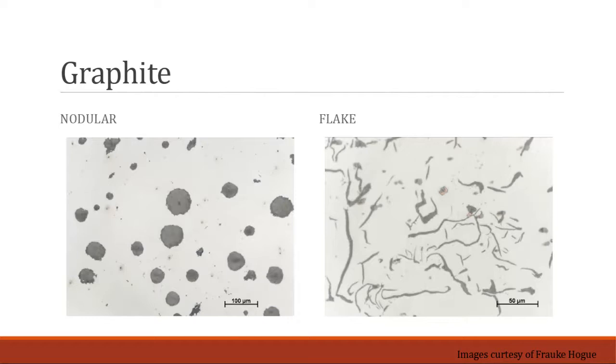So cast irons, we have two different types. You have nodular cast iron, and you have cast iron that has flakes. All it is is a difference in the morphology of how graphite is dispersed throughout the material. Nodular cast iron tends to have better ductility versus your flake cast iron. But once again, for any type of analysis on graphite, it's best to analyze in the as-polished condition, hence the reason why none of these images were etched.